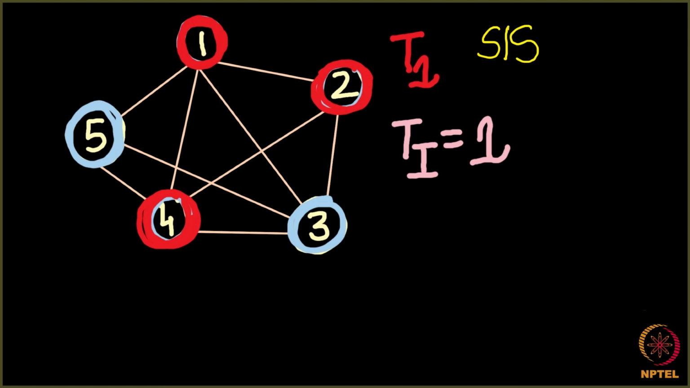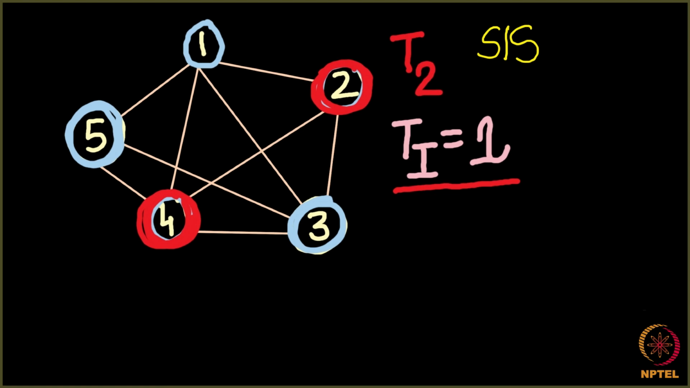And by the end of day 1, what will happen? Node 1 will recover because our Ti is equal to 1. So towards the end of this day, node 1 will recover. After recovering, it will not go to the recovered state. It will go back to the susceptible state as we have discussed. So it loses its common cold and comes back to the susceptible state. First day over.